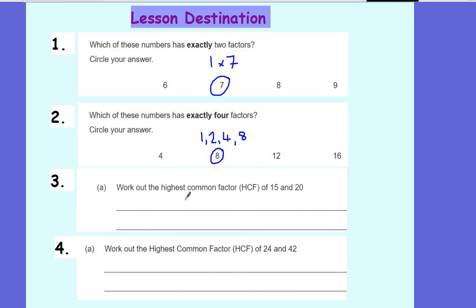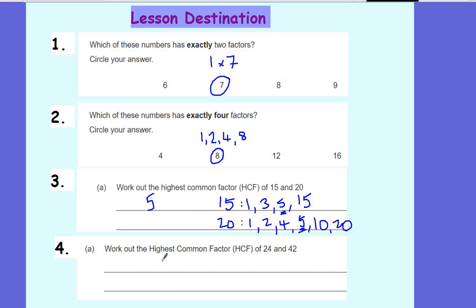The highest common factor of 15 and 20 we worked out to be 5, because 15 is made up of 1, 3, 5 and 15. And the factors of 20 are just 1, 2, 4, 5, 10 and 20. So the highest common factor of both of those is right there, it's 5.